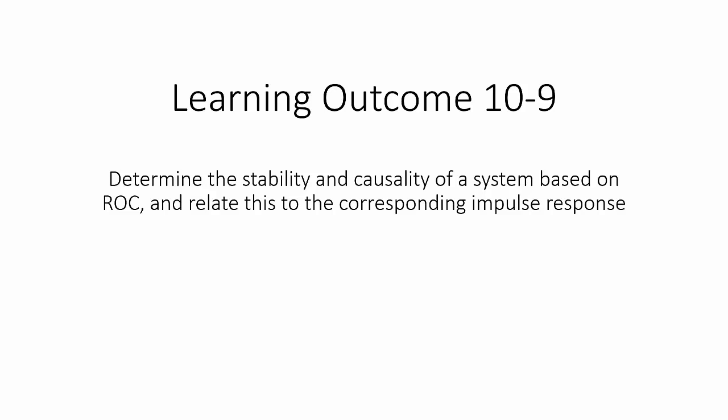Learning Outcome 10.9. Determine the stability and causality of a system based on the region of convergence, and relate this to the corresponding impulse response.